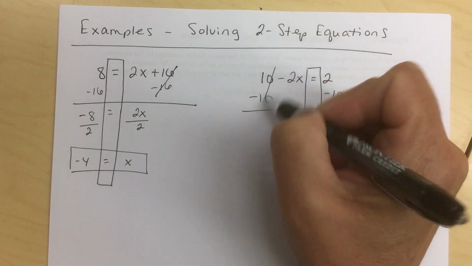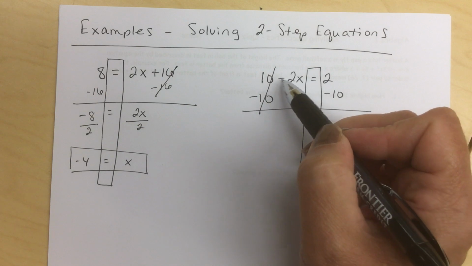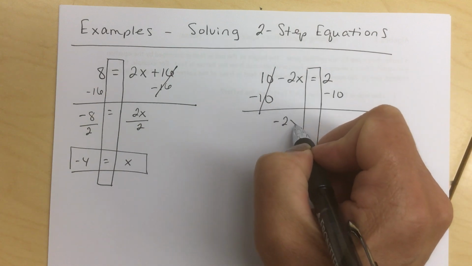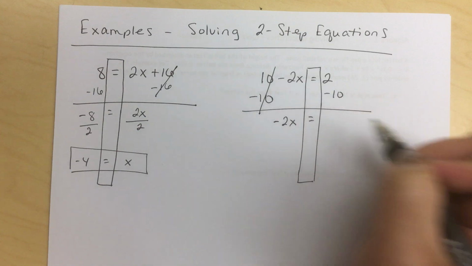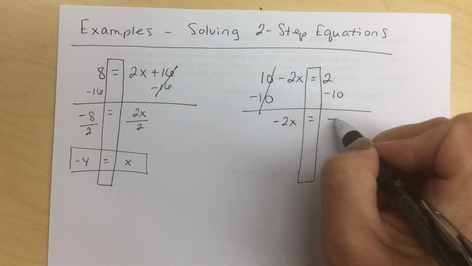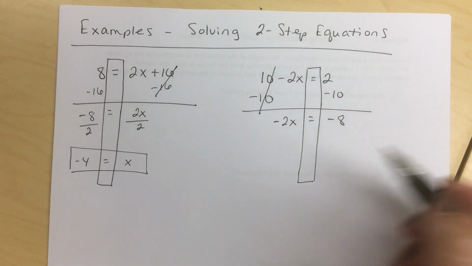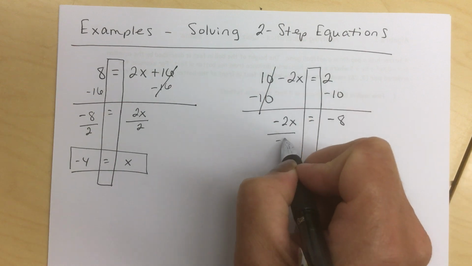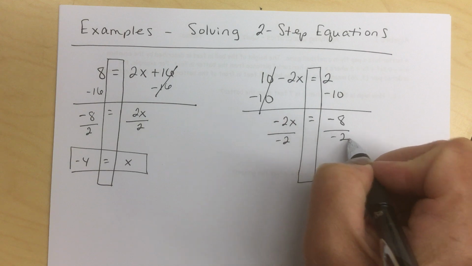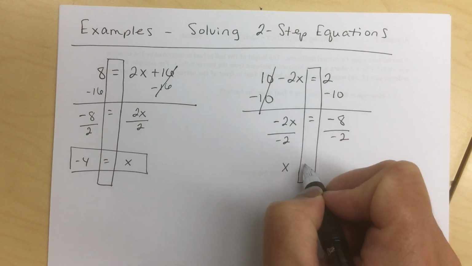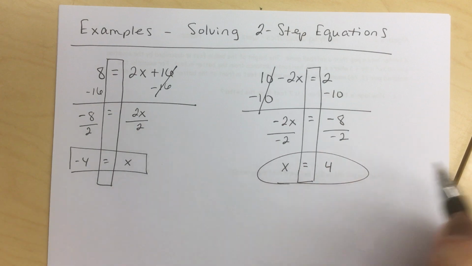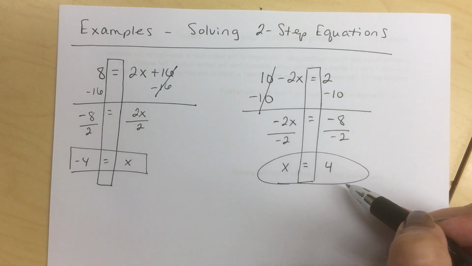10 minus 10 is 0. This minus becomes a negative now. It comes straight down as a negative 2x. And then I have equals, and then 2 minus 10 is negative 8. I want to get my x alone. This is multiply, so I'm going to divide by negative 2 on both sides. That gives me a positive x equals a positive 4. Okay, so a negative divided by a negative gives you a positive.